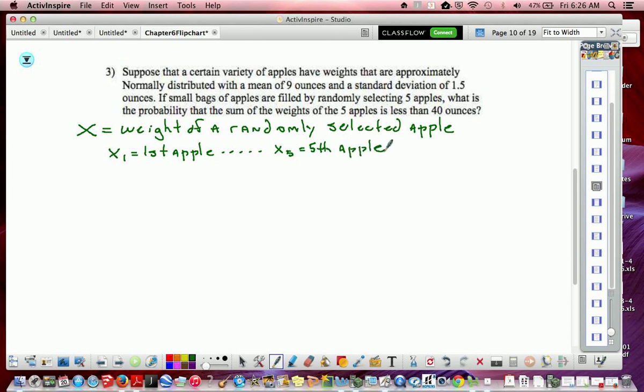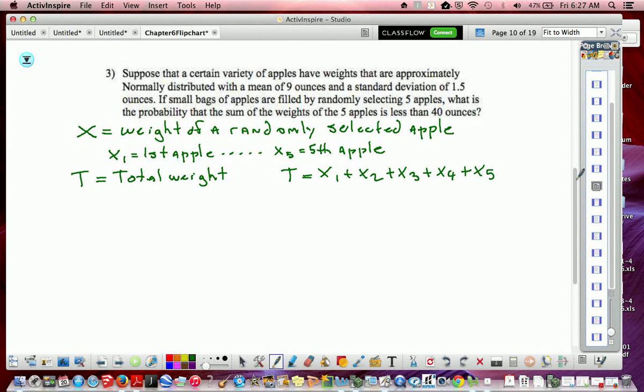So one of the things I want to find is T, which would be the total weight. Well, what makes up the total weight? T will be equal to x1 plus x2 plus x3 plus x4 plus x5, because I'm adding 5 apples to the bag. So this is one where I'm combining 5 random variables.